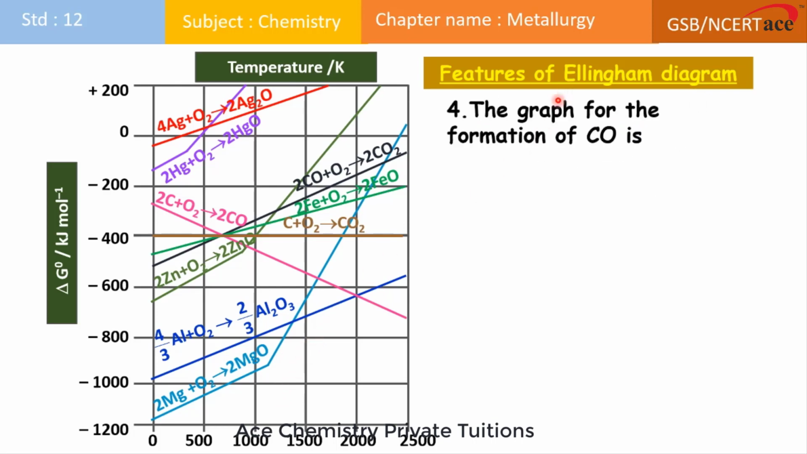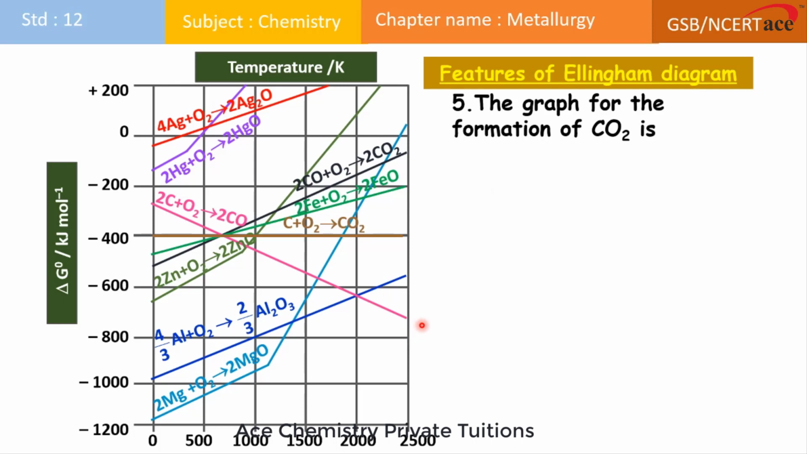The fourth point is the graph for the formation of CO. Let's see this graph. If you see, it is a straight line with negative slope. When we say it is a straight line with negative slope, it means that as the temperature increases, you can see the value of delta G naught constantly decreasing. That fall in the graph indicates that as the temperature increases, the stability of carbon monoxide increases. So the formation of carbon monoxide is favored at higher temperature.